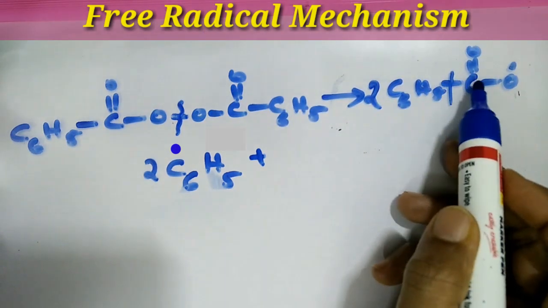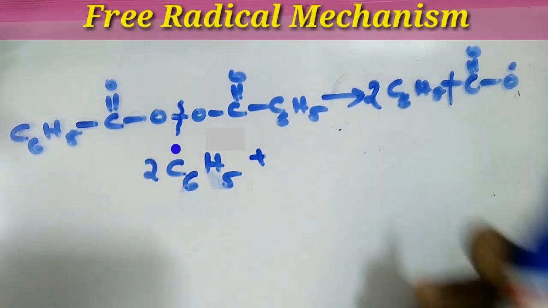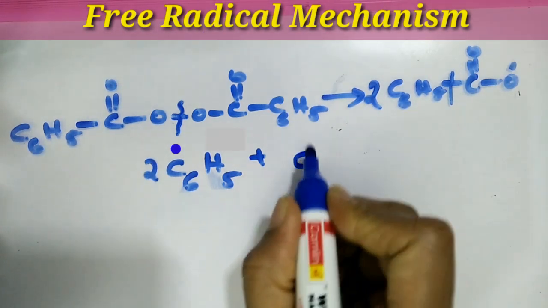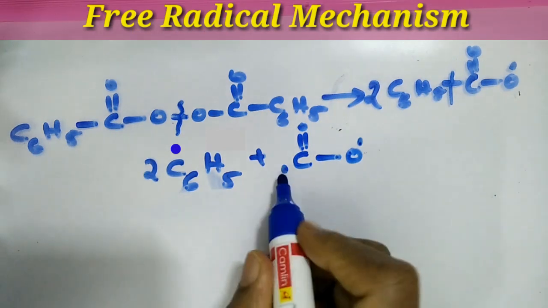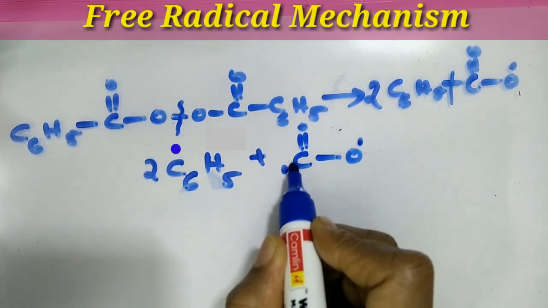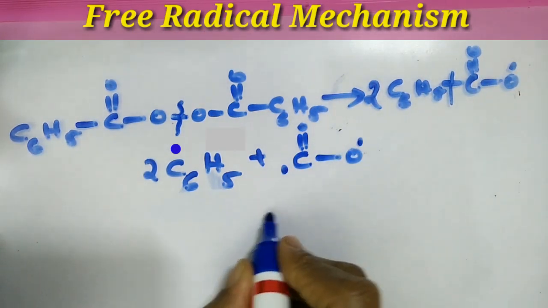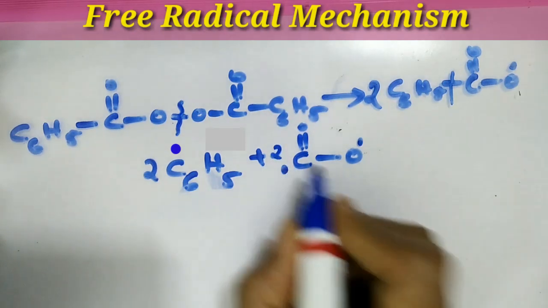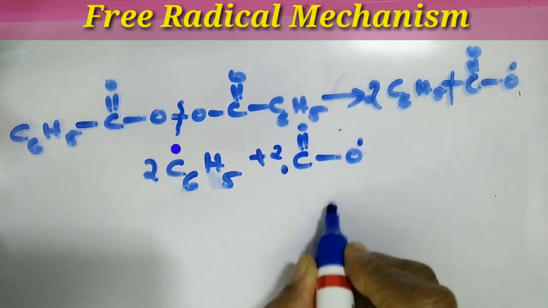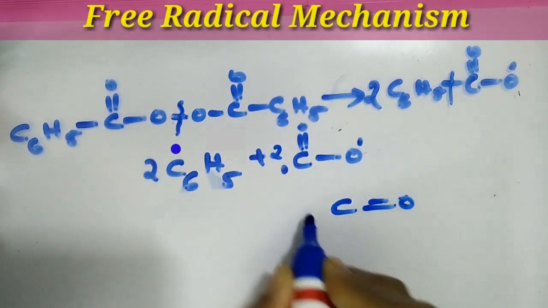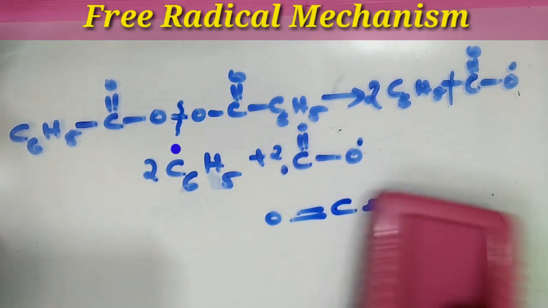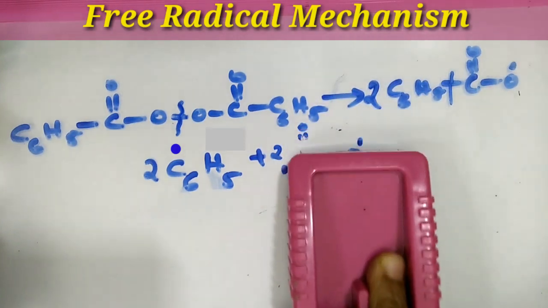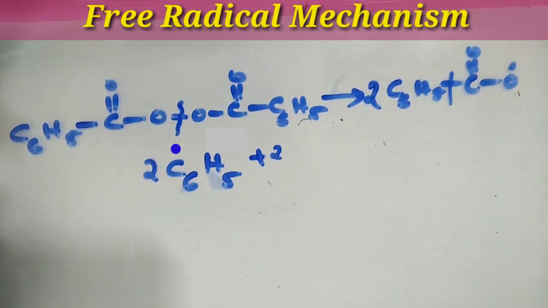Here is homolytic cleavage, so here one electron, here also one electron. So you are getting C double bond O, here one electron, here also one electron. These two electrons make a bond, and you are getting O double bond C double bond O. This is your carbon dioxide. So you are getting carbon dioxide here.